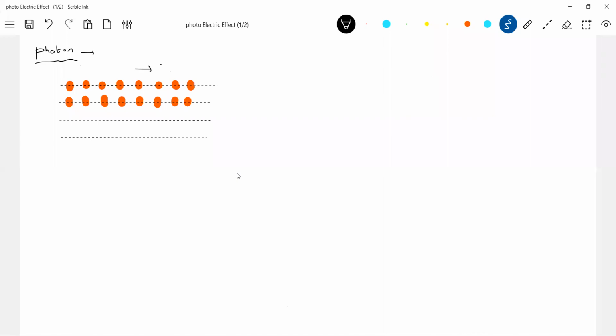A beam of light is propagating towards the right with a speed of 3 into 10 to the power of 8 meter per second. I can assume this particular beam of light consists of energy packets. I'll call them photons.